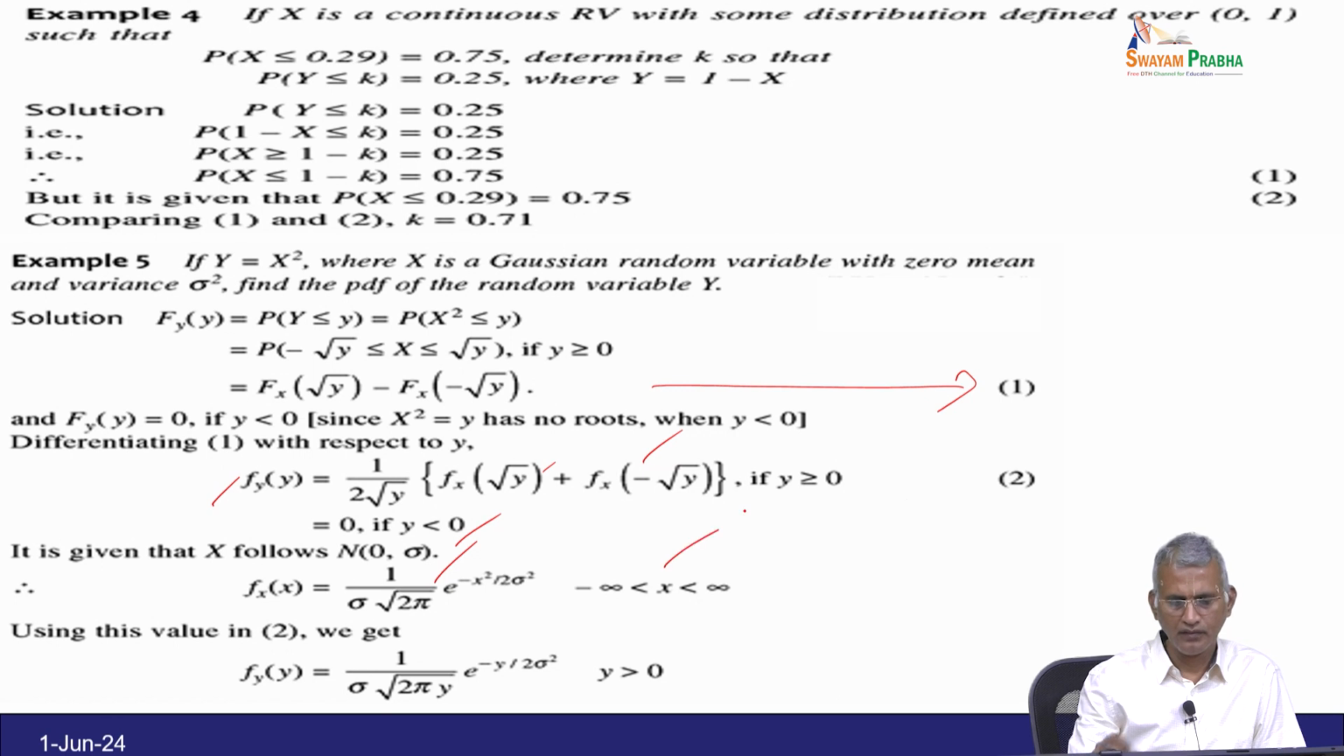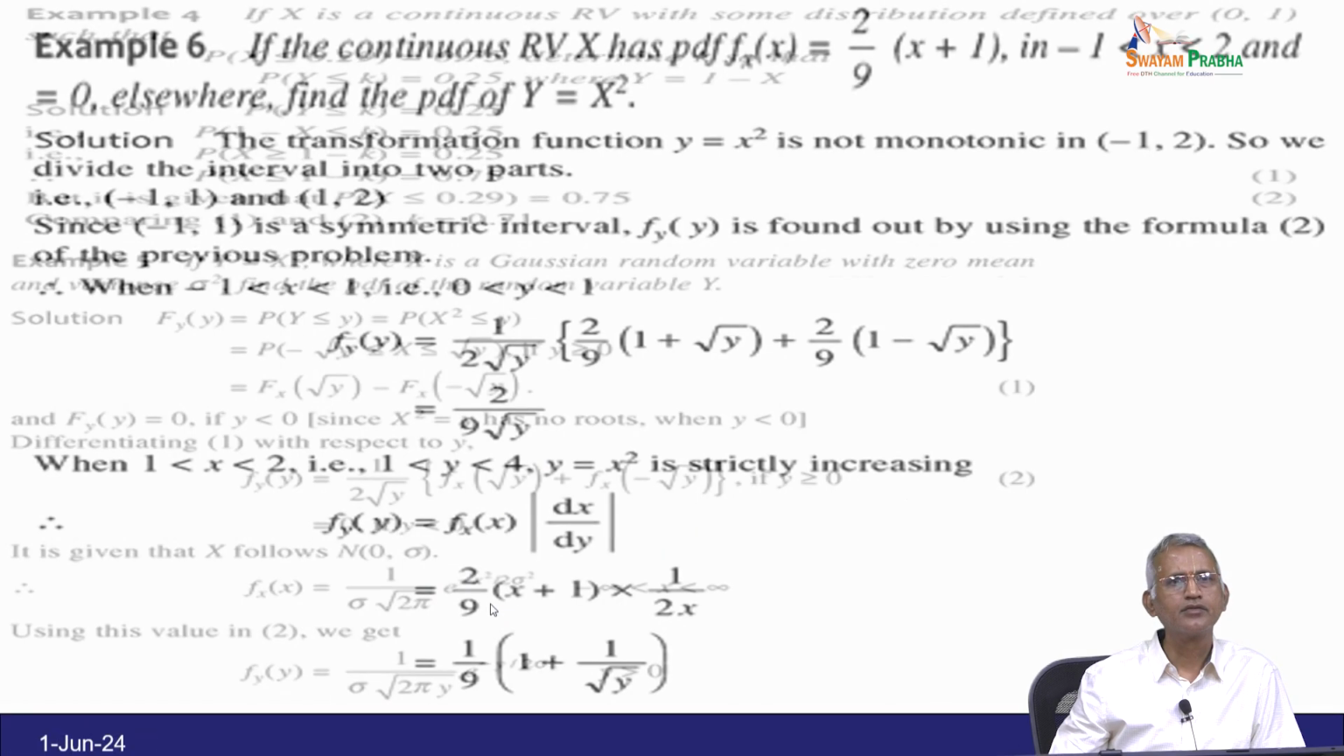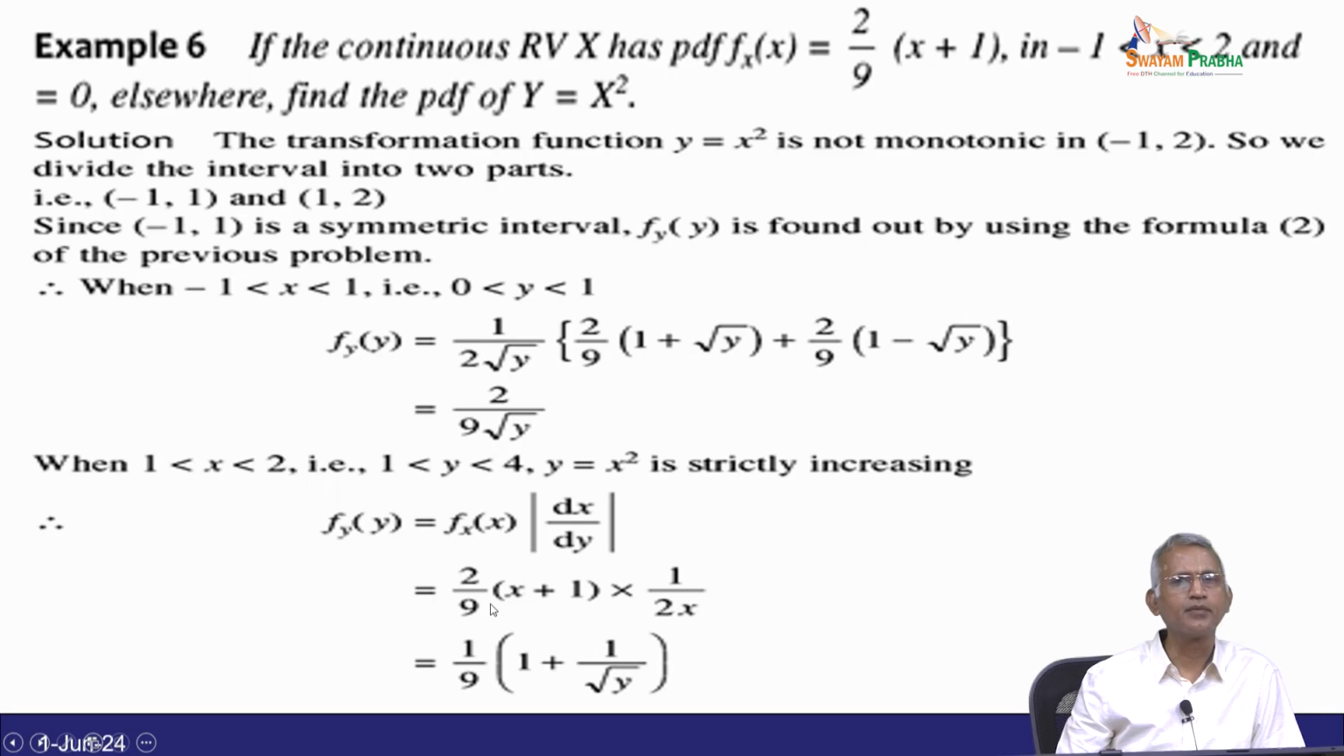So, f x of x is 1 by sigma into root 2 pi into e power minus x square by 2 sigma square, when x lies between minus infinity and plus infinity. Using this value in 2, we get f y of y equal to 1 by sigma into root of 2 pi y into e power minus y by 2 sigma square. So, this is the corresponding value.